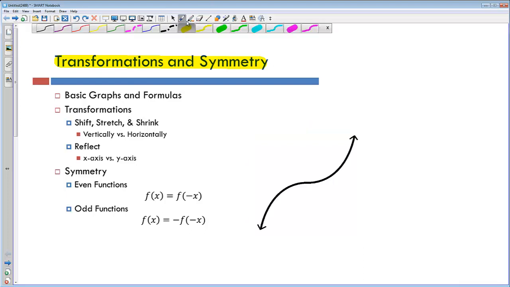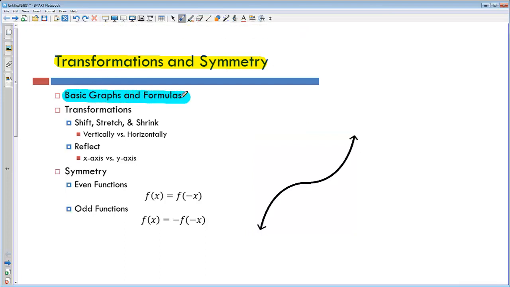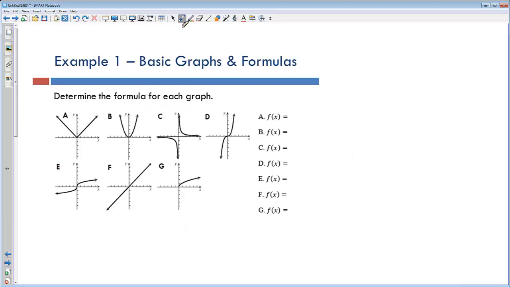But first, I want to talk about just some basic graphs and formulas you should be familiar with, in case that you're not. Because the idea really is you start with these basic graphs and formulas, and then you can apply these transformations to get new graphs and new formulas. So let's take a look at an example here. So here are some of the basic graphs and formulas you should be familiar with. And if you're not, it's okay, but we need to familiarize you with it. And you always have your graphing calculator to help you a little bit. So let's take a look at these.